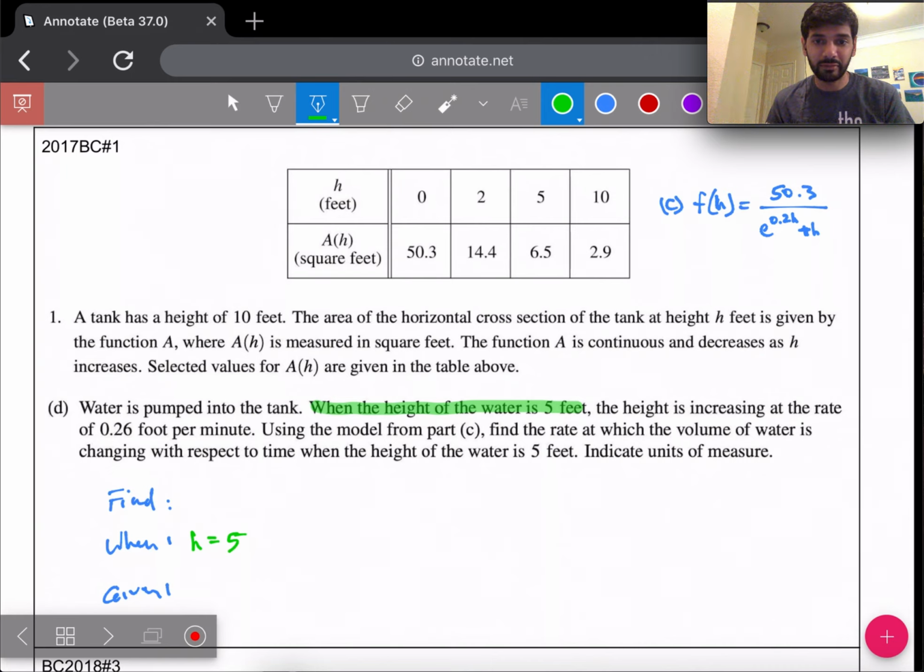I'm going to look for my given, which is a rate somewhere else in the problem, usually somewhere close to the when. Okay, here's my given portion. It's giving me that the height is increasing at a rate. So the height would be dh dt. That rate is 0.26 feet per minute. So I'm going to put that down here. The given dh dt is 0.26 feet per minute.